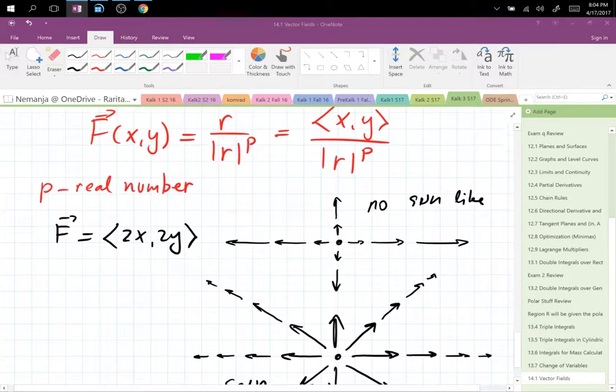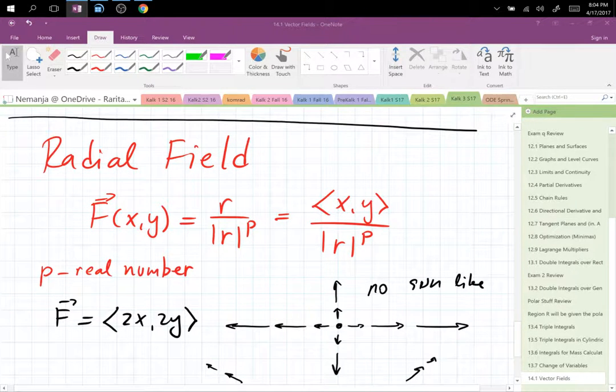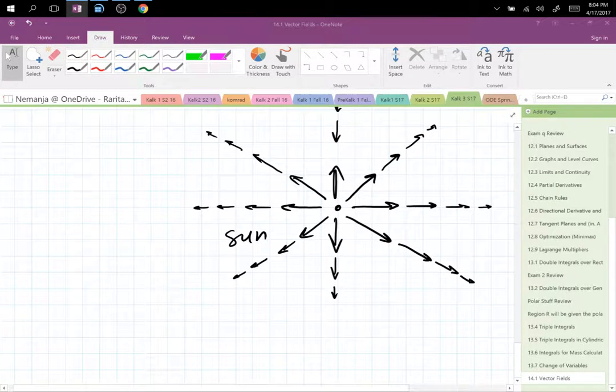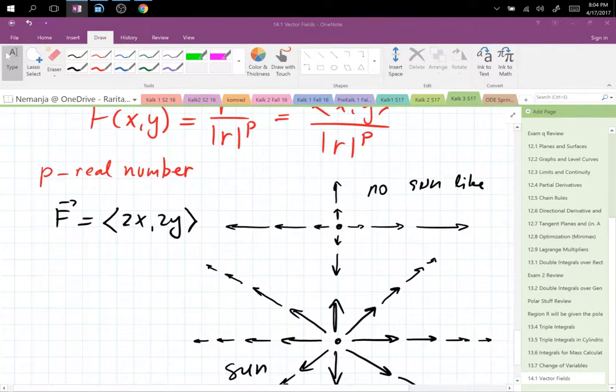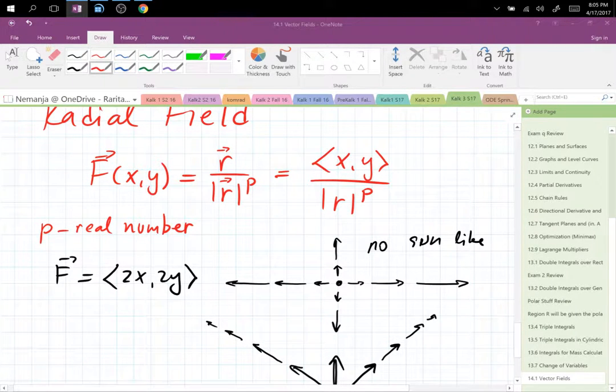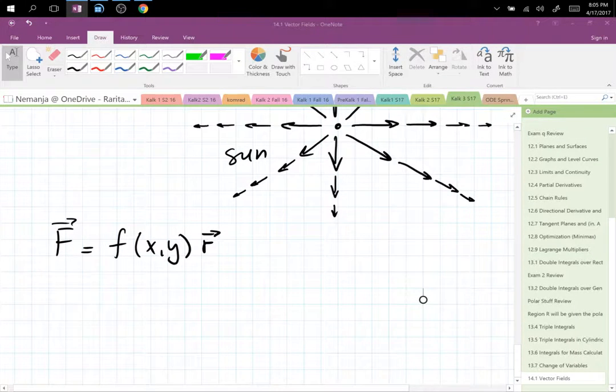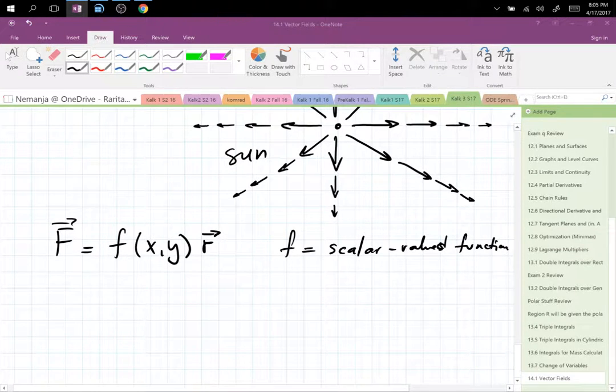So we are talking about this function f being some kind of scalar function. It doesn't have to be just a number. It has to be a scalar-valued function in order for this to be a radial field, but you can accommodate both of these situations. So f could be times the vector r. Did I put the vectors over here? No, I didn't. Great. There we go, much better. Where f is a scalar function.